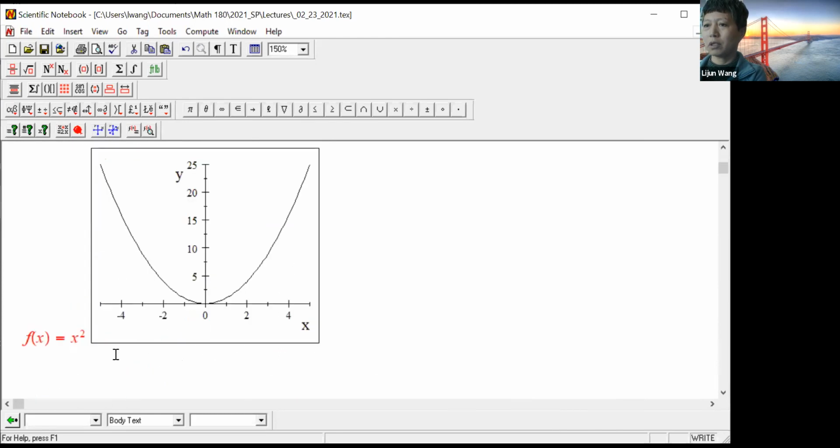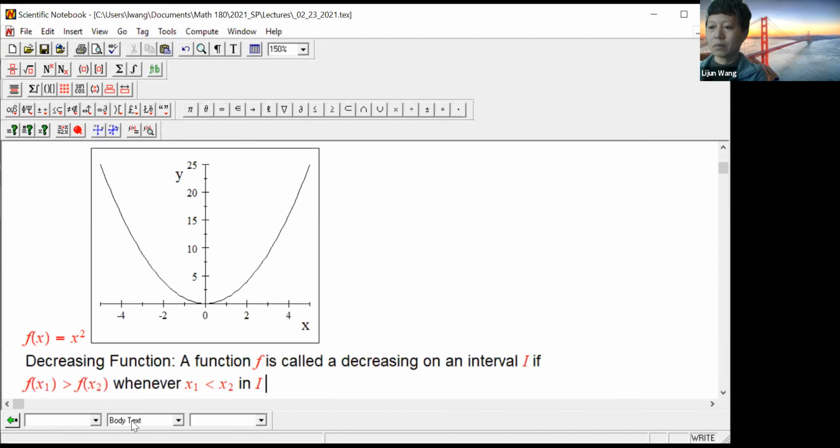Okay, so let me just put it here. Whenever x1 is smaller than x2, their respective outputs have a different relationship. Their outputs are the other way around, if this is less and this is greater. You guys see that? So let's look at the graphic.